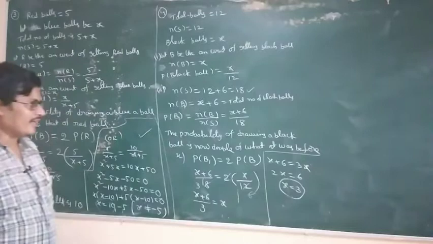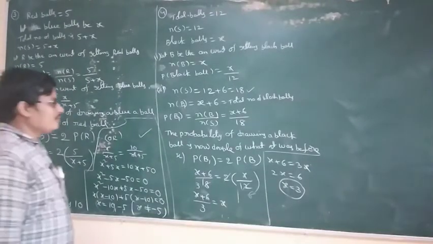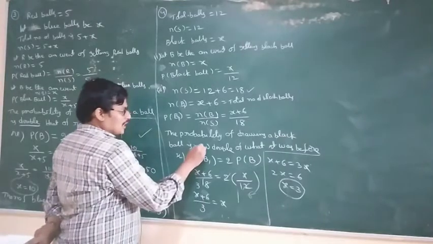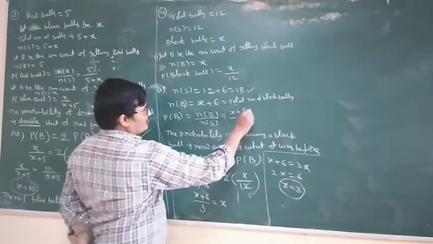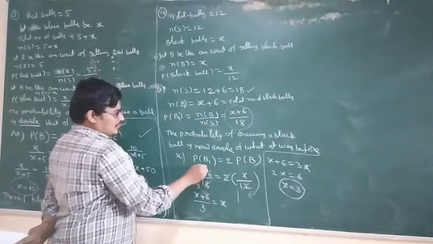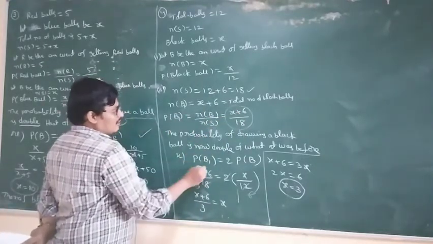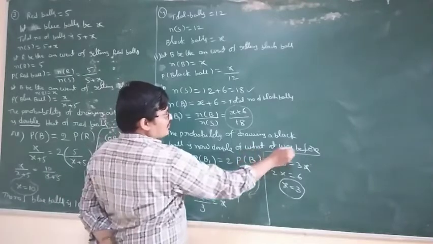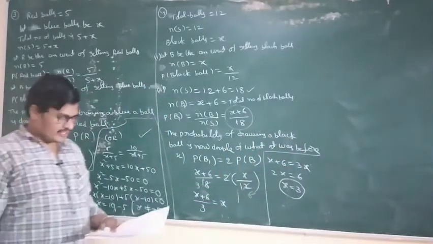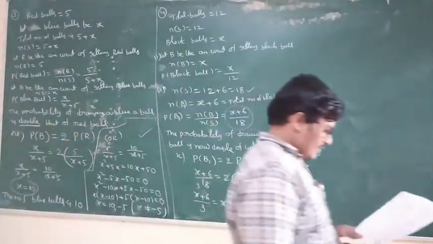Find the value of x. The probability of drawing a black ball is now double, which means P of B1 is 2 into what it was before. The condition is very important. Okay, next.